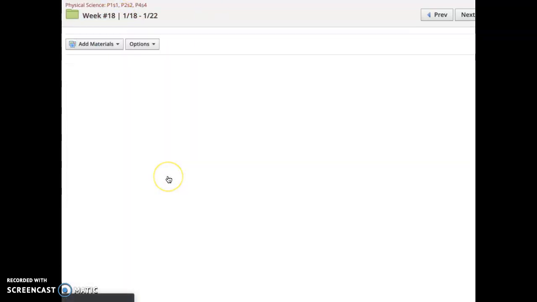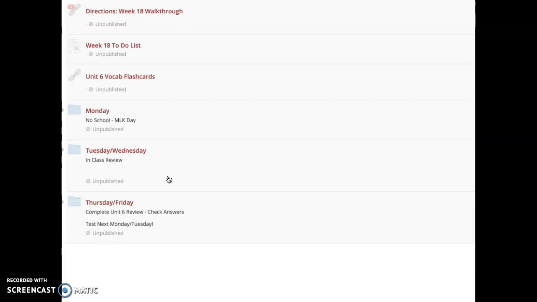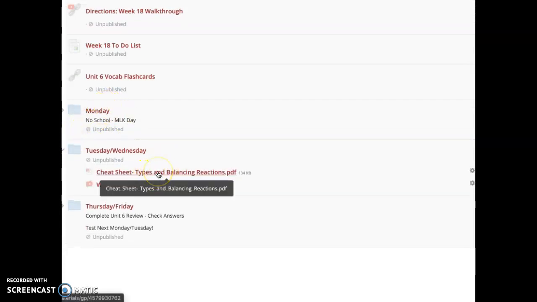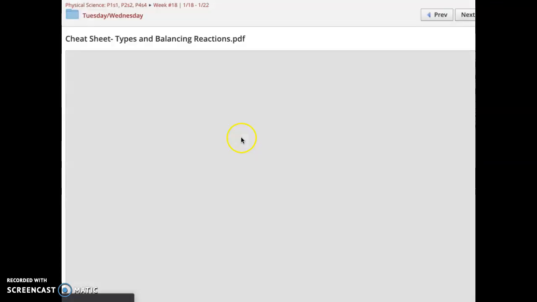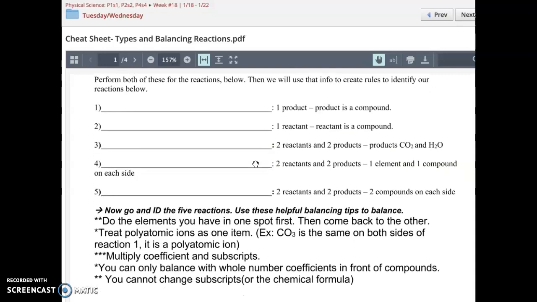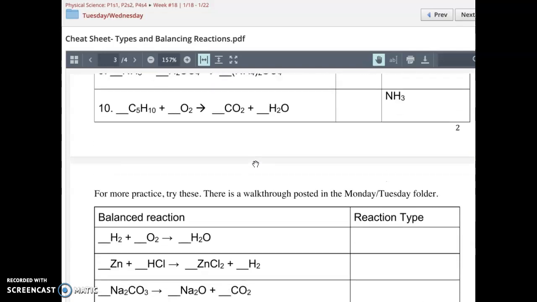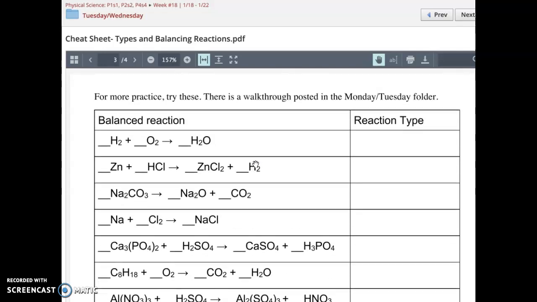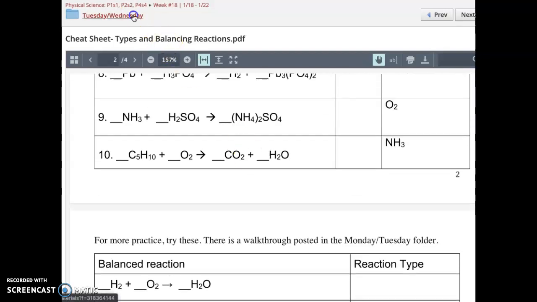There'll be time for that on Tuesday or Wednesday. So no school Monday. Tuesday, Wednesday in class review, we're going to go over this cheat sheet together. And if you just were to look at it quick, what we're going to do is we're going to go over page one here, page two here together. And then page three, there's some extra balancing and identifying practice.